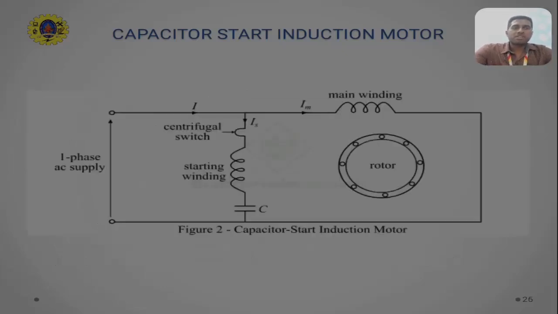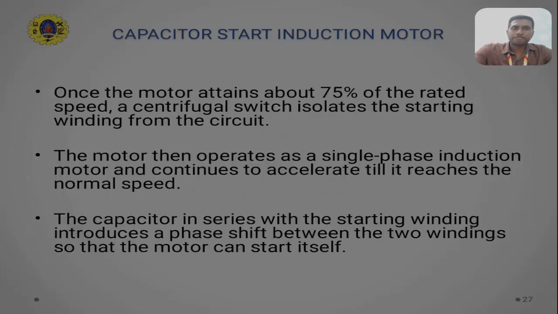Instead of using resistance as in the split phase induction motor, here we are using a capacitor to create the phase difference. So the construction is similar; additionally, we have a capacitor in series with the starting winding. Once the motor attains 75% of rated speed, the centrifugal switch opens. So the starting winding gets disconnected from the main winding.